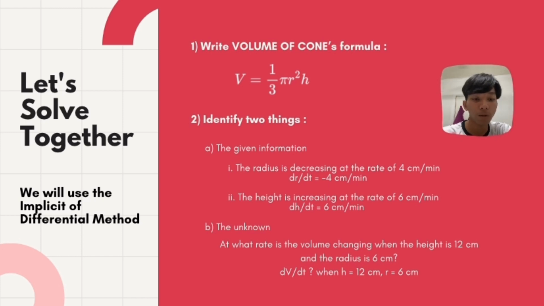And for the unknown stated in the problem statement, at what rate is the volume changing when the height h is 12 cm and the radius r is 6 cm. So we know that we have to find dV/dt when h is 12 cm and r is equal to 6 cm.